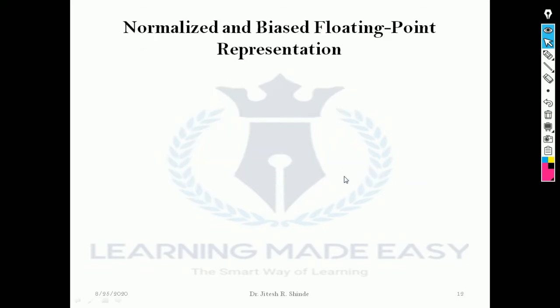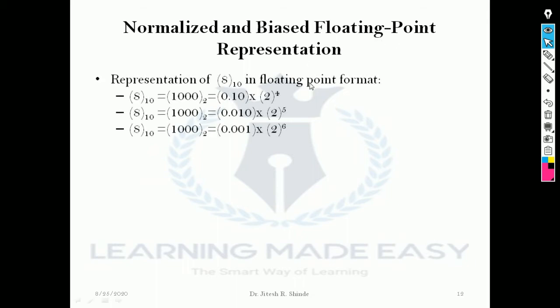Now, normalized and biased floating point representation. The previous examples which I covered in my previous slides were not in normalized format. So why does the need for normalization and biased floating point arise? Let's see with an example. 0.1 into 2 to the power 4. Some may represent this as 0.010 into 2 to the power 5. Some may represent this as 0.001 into 2 to the power 6. Different people use different formats. This creates ambiguity while designing any application.